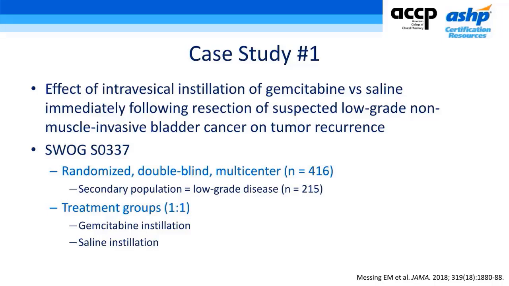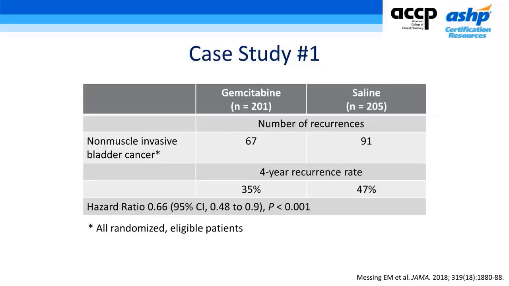The treatment groups were gemcitabine or saline, 1-to-1 ratio as far as randomization. So there were approximately equal numbers in each of the treatment groups. And then overall, just over 400 participants were enrolled. Some of the results of this study are listed in this table. These results specifically are for non-muscle invasive bladder cancer.